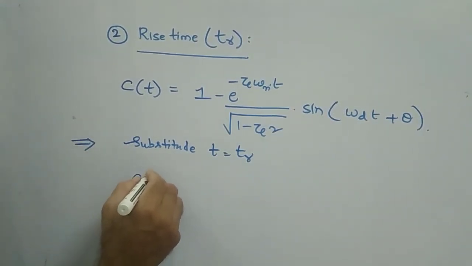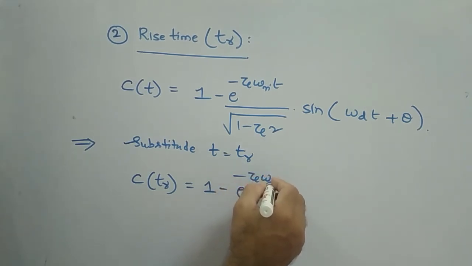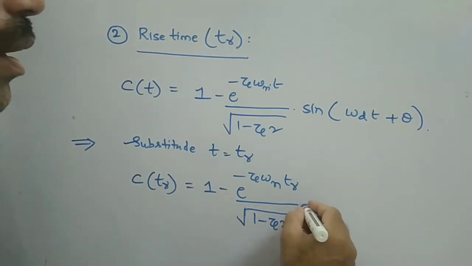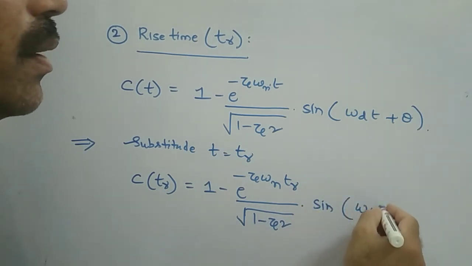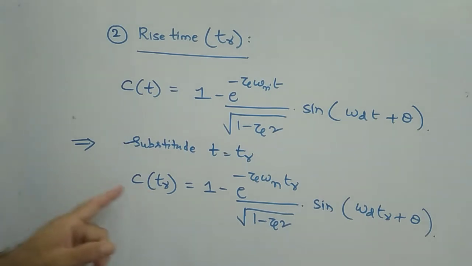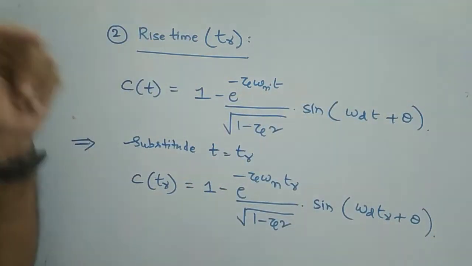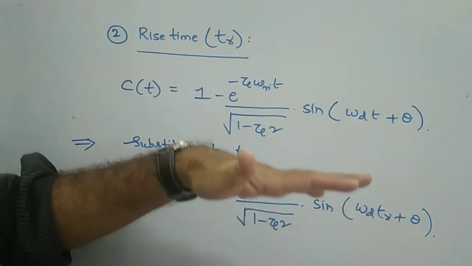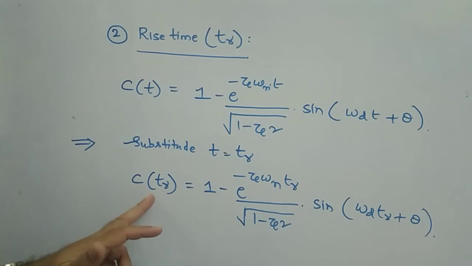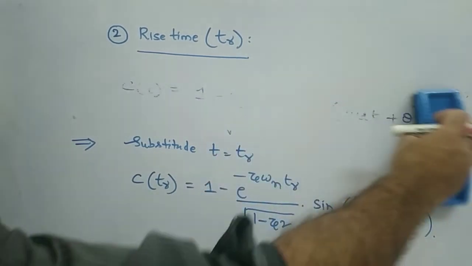This means c of tr is equal to 1 minus e power minus zeta omega n tr by square root of 1 minus zeta square into sine of omega d tr plus theta. Now tell me, what is c of tr? c of tr is nothing but the response at t equal to tr. What is its value? It is 1. For rise time, what is the definition? The time required for the response to reach 100% of its final value. What is 100% for a step input? 100% is nothing but 1. Therefore, c of tr value is 1 here. So, if you substitute that, I will erase this.